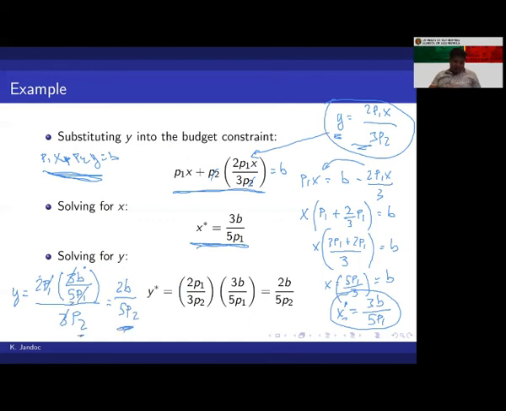So we have 2b divided by 5p2, which is exactly this one. Okay? So this is how you have obtained y star. So now we have x star, y star, which are our stationary points. Okay, this is equal to 3b over 5p1, and then 2b over 5p2.